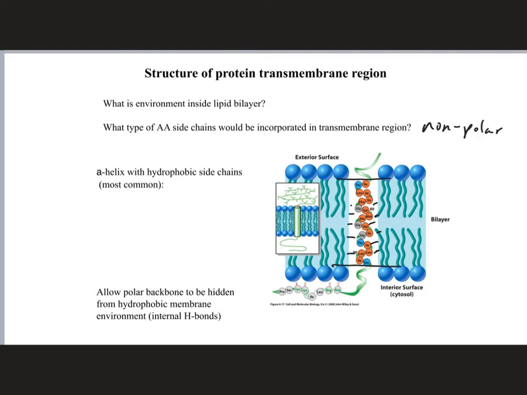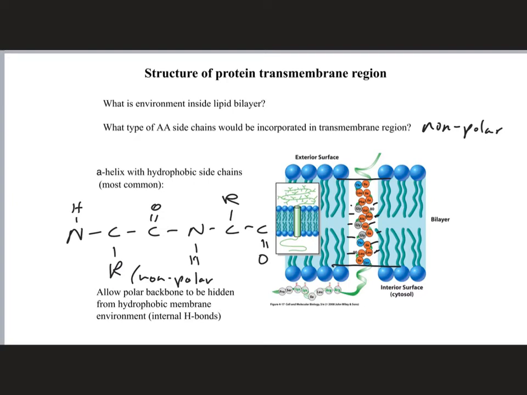But we still have a bit of an issue, because remember, we have the backbone part. Our R group can be nonpolar, that works just fine. But we still have the amine, the alpha carbon, and the carbonyl group. No matter what, these are still polar. That's a polar bond, nitrogen-hydrogen. This is a polar bond, carbon-oxygen. And so even if we have our nonpolar amino acids crossing the membrane, we still have the backbone to deal with.